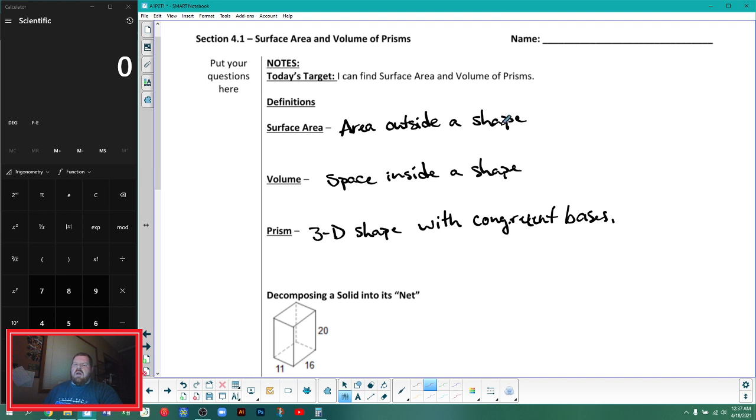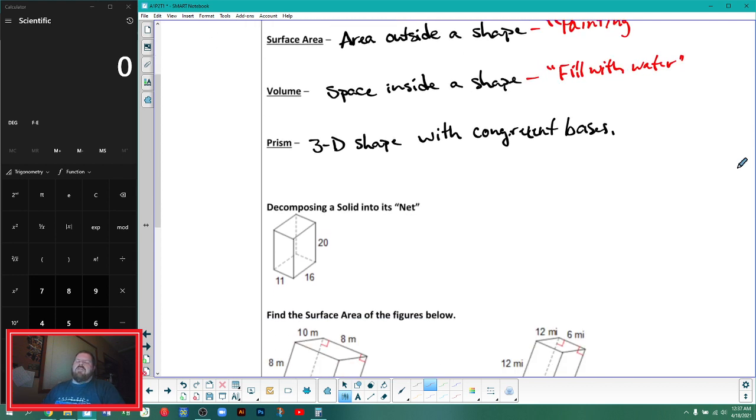Just to get an idea of the difference between surface area and volume, I think of surface area as sort of outside a shape and I'm painting it. How much paint does it take to cover this figure? Whereas volume, I think of I'm going to fill it up with water. And now for prisms, when I say they have congruent bases, that means that we have two sides on opposing sides that are the exact same.